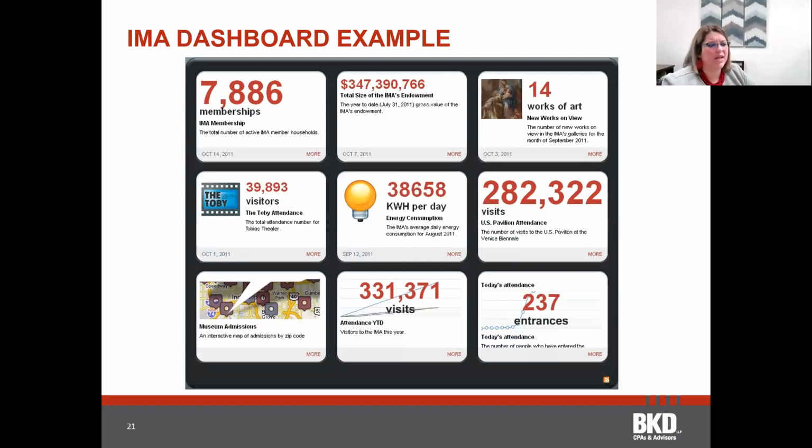This one is more about a museum kind of idea. So kind of lends to the library a little bit, but looking at memberships, looking at their endowment, what are the new works of art they have on view? So maybe what are the new things that have come in, how many visitors they've had. They also look at energy consumption because that's maybe a big expense that they have, different attendance at different things, visits, entrances, just all kinds of different things. So this is another example of a dashboard that can be used, a little bit of visual, but quantifiable, measurable items that can be looked at.